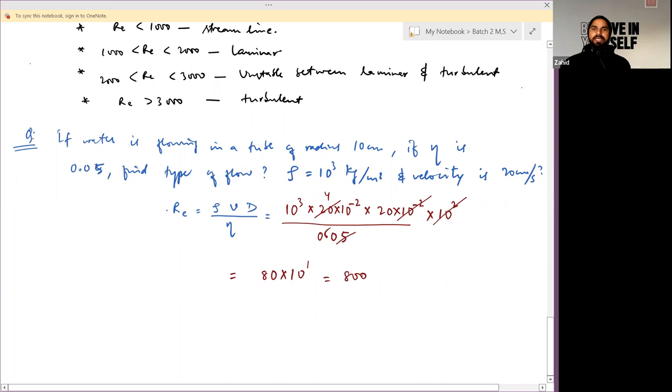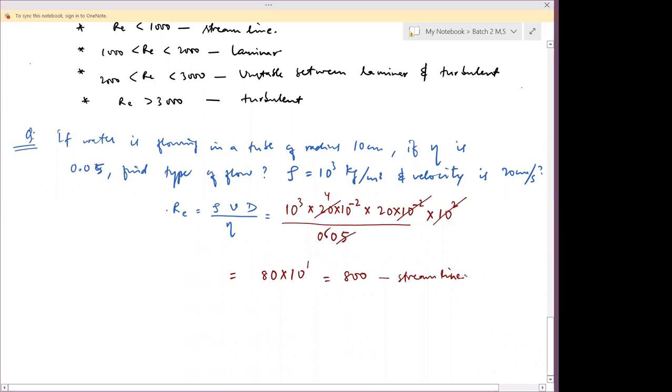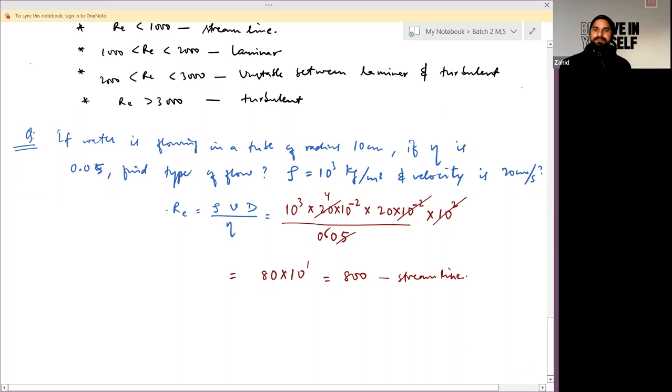Shravya, just check your calculation. Okay. And this 800 is less than 1000, so you can say it will be streamline. Asma, is it clear? Yes, sir. Okay. Samara, any doubt? No, sir.